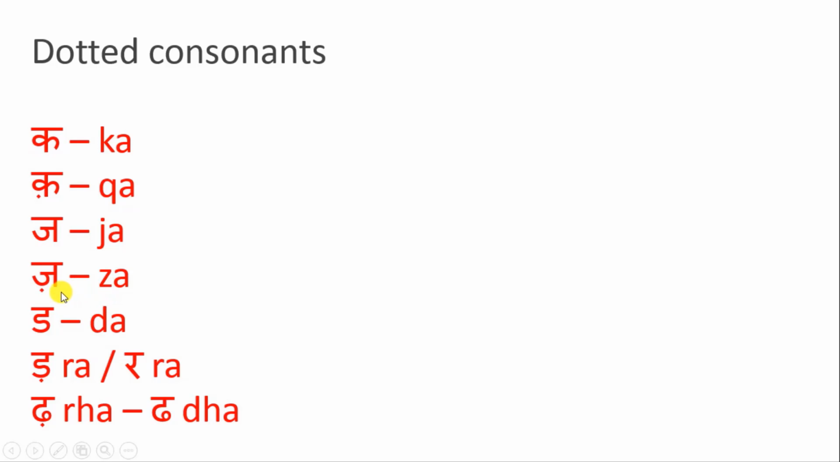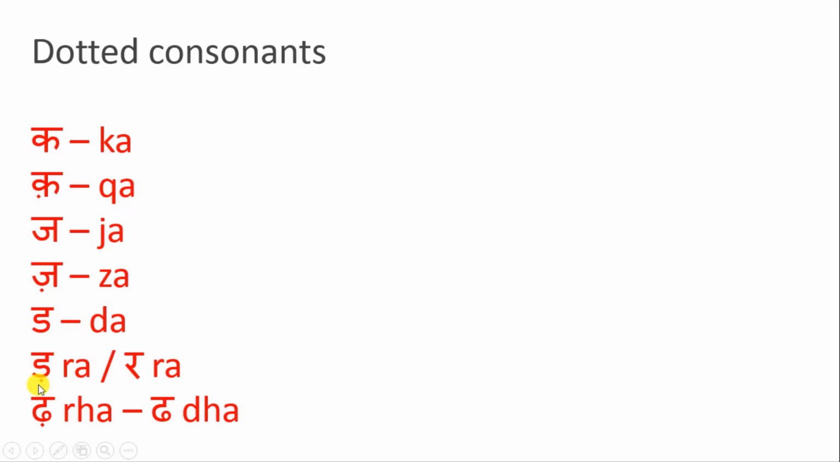So it is easy for you to pronounce Z. Some people pronounce this as J itself. It is all right, no worries. But if you put a dot here, it is Z. No dot is J. Okay. Next, this is D. If you put a dot here, it is R.